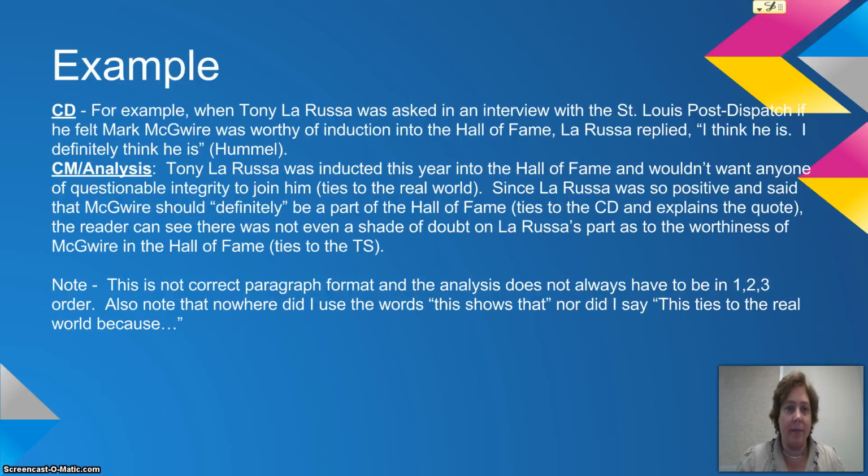Here's an example. This is the textual evidence. For example, when Tony LaRussa was asked in an interview, if you remember, Tony LaRussa replied, "I think he is. I definitely think he is." So our analysis says Tony LaRussa was inducted this year into the Hall of Fame and wouldn't want anyone of questionable integrity to join him. Here we tied it to the real world. Since LaRussa was so positive and said that McGuire should definitely be a part of Hall of Fame, now we're tying it back to the concrete detail, we're explaining that quote, the reader can see there was not even a shade of doubt on LaRussa's part as to the worthiness of McGuire in the Hall of Fame. And now we've tied it back to the topic sentence.